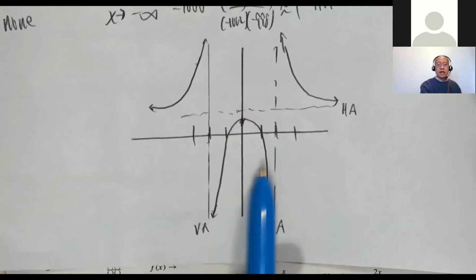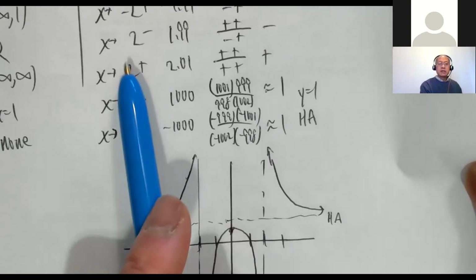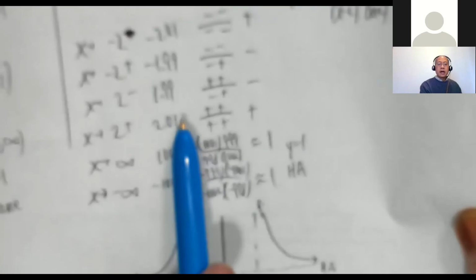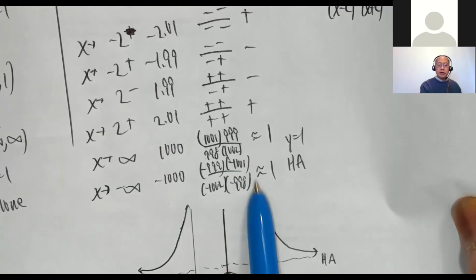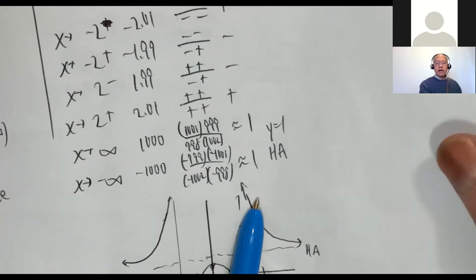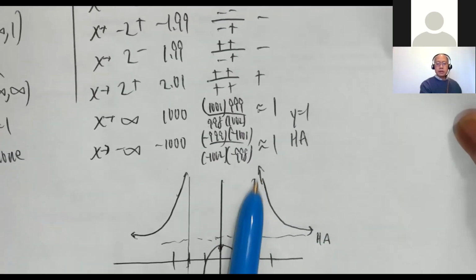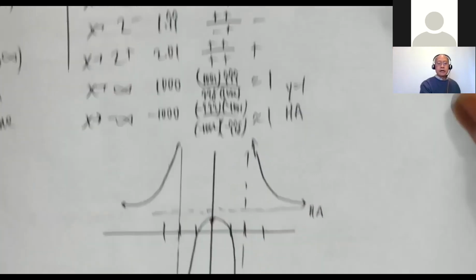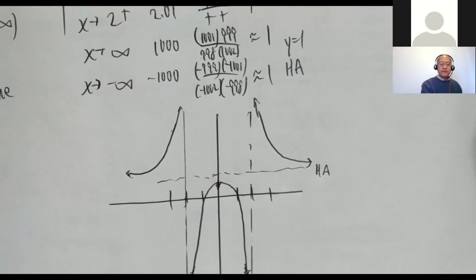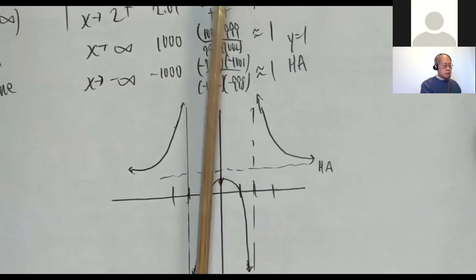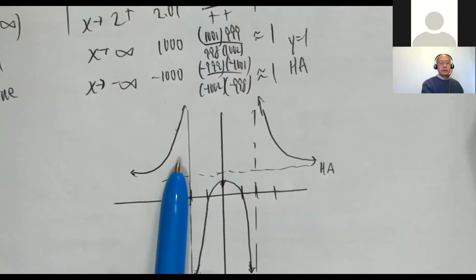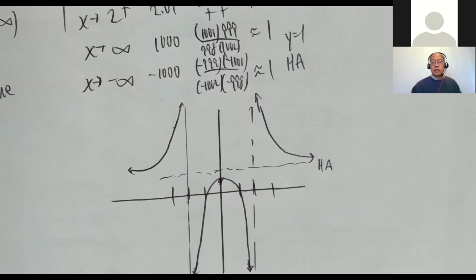Then I did the same analysis with +2. Coming on the 1.99 side, I'm going like that. And at the 2.01 side, I'm going like that. And then the two extremes, if I plug in 1,000 or -1,000, I'm very close to 1. So it's going like that, and it's going like that. And side note, this happens to be an even function. It does have symmetry with respect to the y-axis. You don't really need that for this problem, but it's extra.